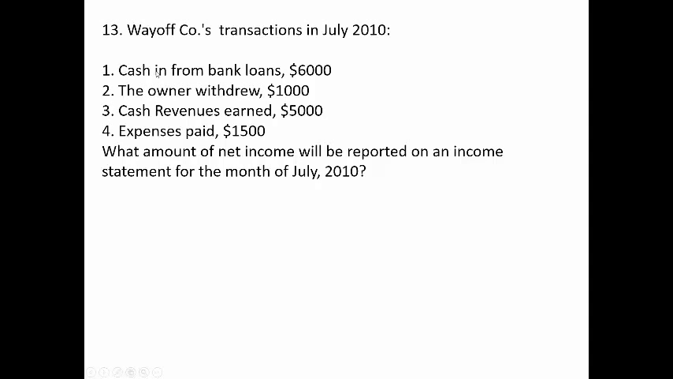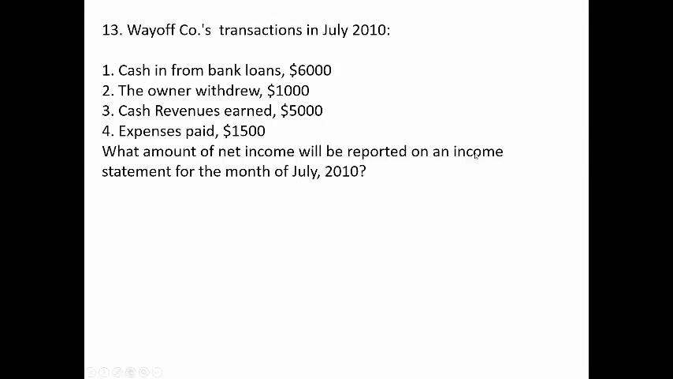So, number 13. Write off the company's transactions in July 2010. We had cash in the bank from bank loans, $6,000. The owner withdrew $1,000. Cash revenues earned $5,000. Expenses paid $1,500. And they want to know what amount of net income will be reported on an income statement for the month of July 2010.